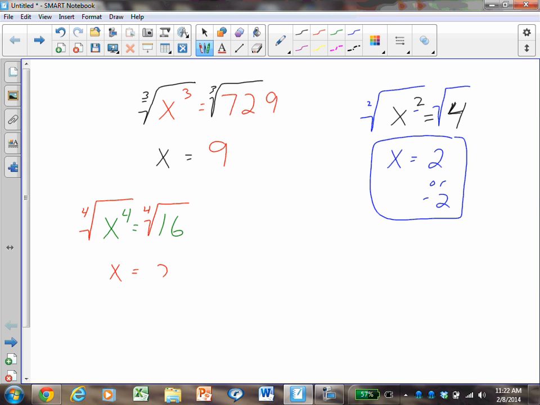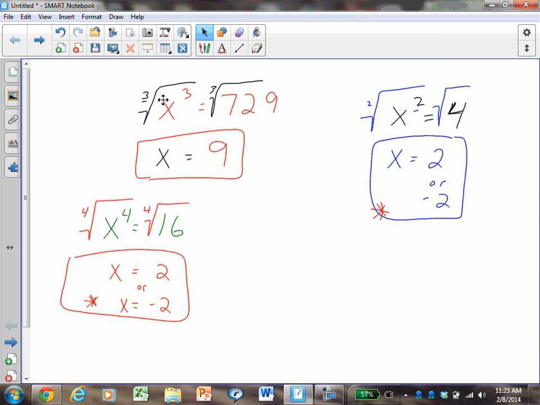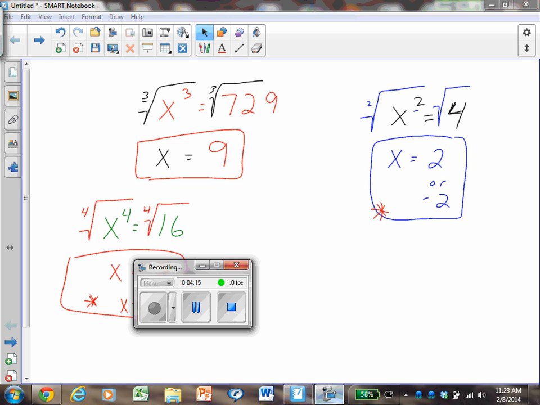So the answer could be 2, but because it's even, we know it also could be negative 2. So for the odd ones, you only have one answer that works, but for the even ones, you have 2. Try your other ones and see if that makes sense to you now. And maybe I can help you use your calculator, if you're allowed to use one for that too.